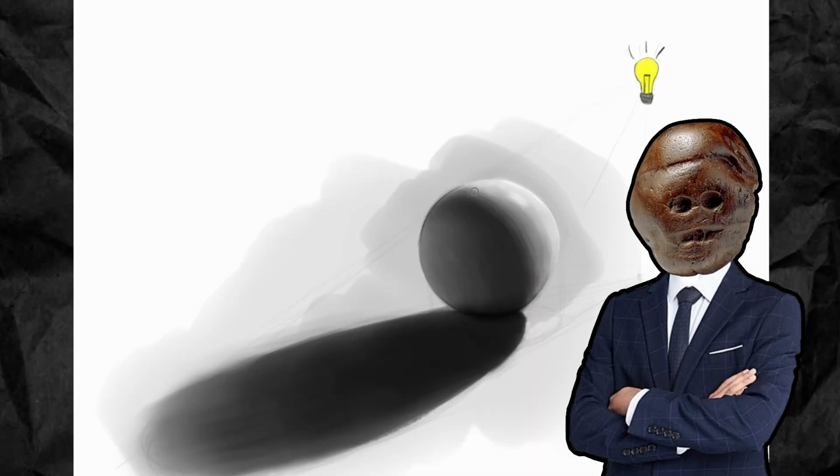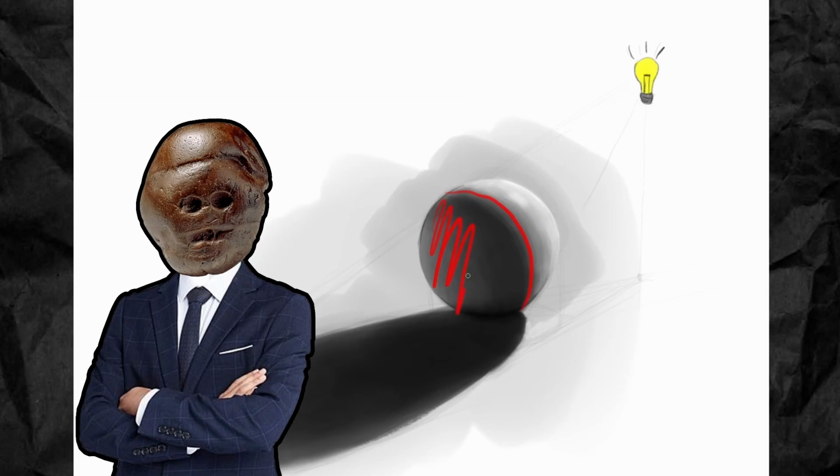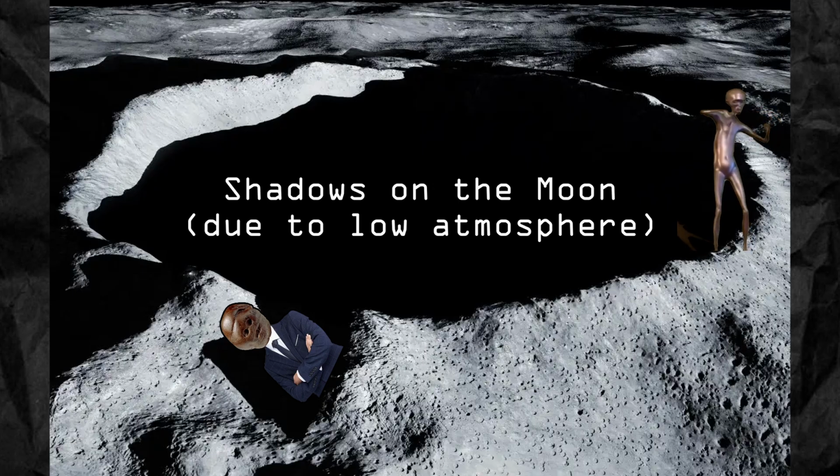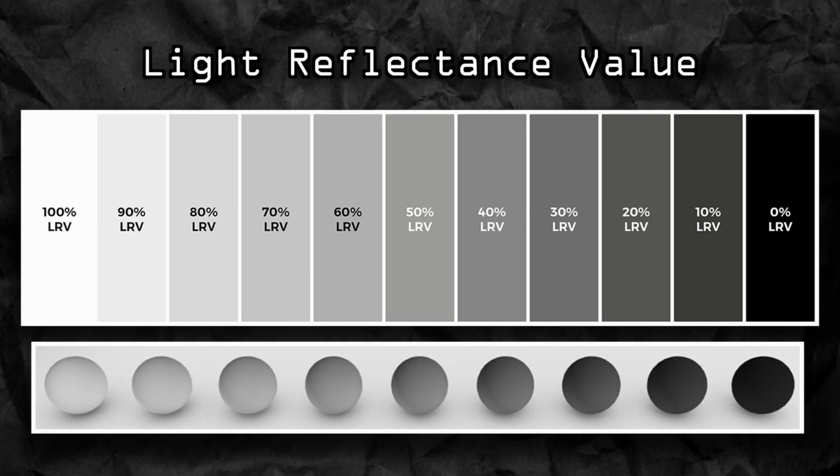But assuming you can draw all of these shapes, let's look at some examples. If part of an object is hit by light directly, then it appears bright. If it gets hit by reflected light, then it appears to be in shadow. And if light does not reach it or it can't reflect it, then it looks pitch black. An object can also appear bright or dark based on its light reflectance value or its local value, which refers to how much light it can reflect.